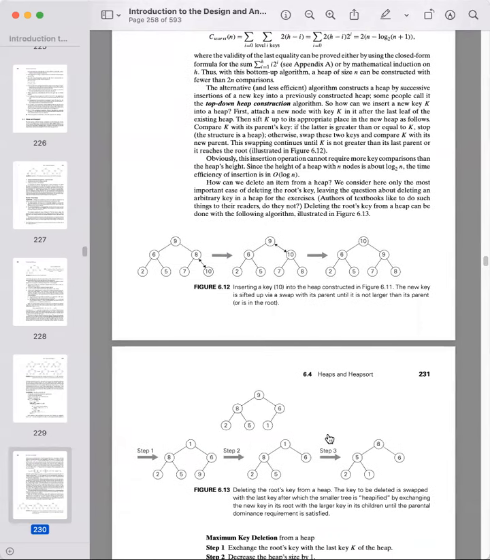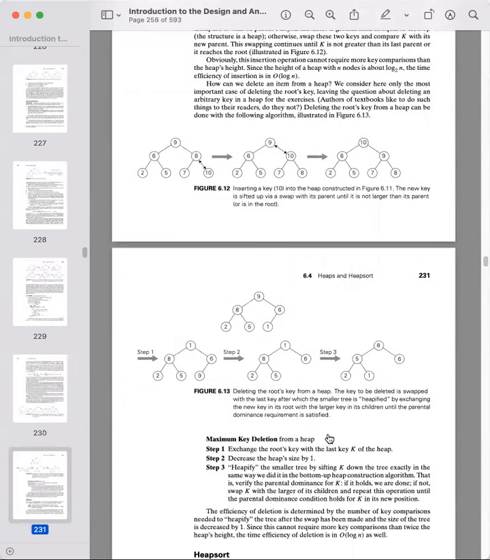Where this becomes interesting is this idea of a key deletion. The key deletion here is that it's going to be able to remove the highest element of that. So when we're deleting the root's key from a heap, as it says here, the key to be deleted is swapped with the last key, after which you then heapify. So we have this 9, 8, 6, 2, 5, 1. We're going to swap the 9 and the 1. We then get rid of the 9. The 9's removed, and then we go through and reheapify everything to see where we end up. So that's the idea.